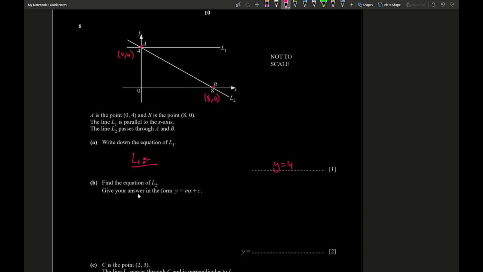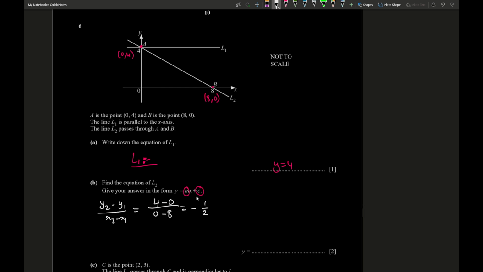Now, for the equation of L2, we need two things. We need the gradient m and c, which is the y-intercept. The gradient can be calculated by rise over run, or y2 minus y1 divided by x2 minus x1. Let x2 and y2 be the coordinates of A, for example, and x1 and y1 the coordinates of B. It doesn't really matter the order. So 4 minus 0 divided by 0 minus 8, which is negative half.